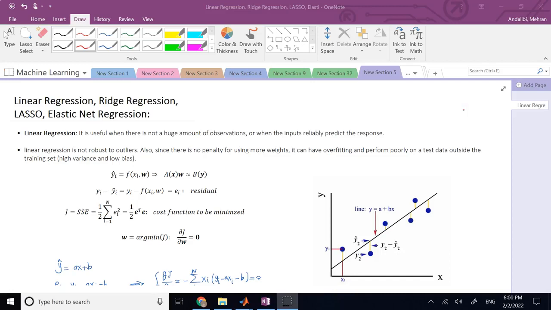Hello everyone. In this video, we are going to talk about regression. Regression is basically a supervised learning method in general that can predict the value of the dependent variable for a specific new data. We call it the test data.